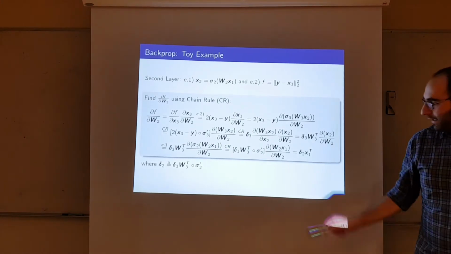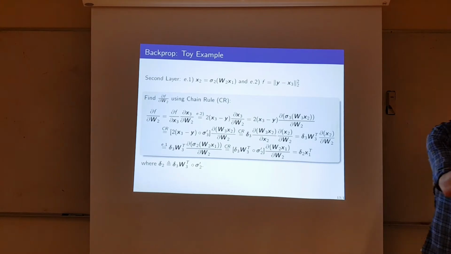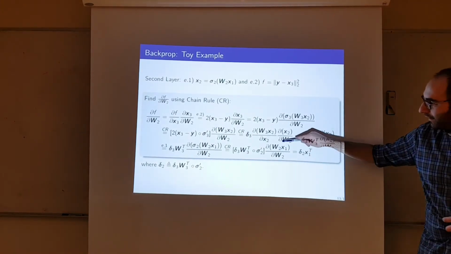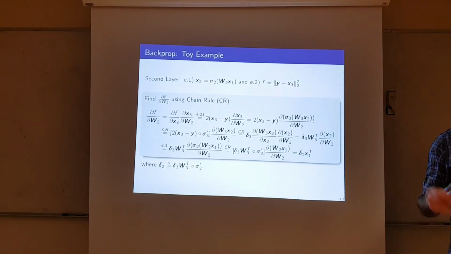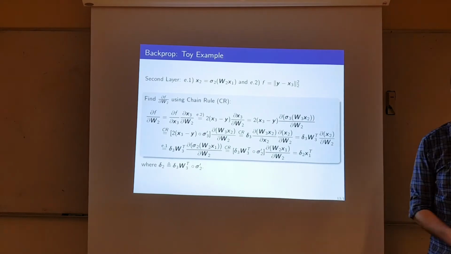Yeah, because this is a differentiation with respect to W2. That depends on how we define the gradients, but that's fine. So basically this is linear, so W2 x2 is linear in W2. When we take the derivative, you end up with x1, because you're taking the derivative with respect to W.